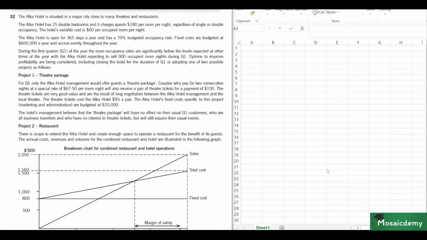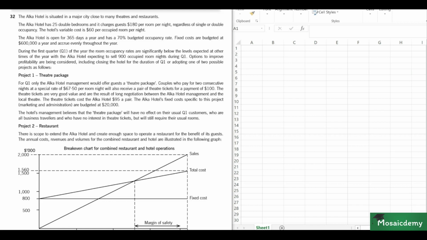Hello everyone, and today we're going to be doing yet another past paper question for the ACCA Performance Management exam. This time we're doing a question from June 2018, question number 32 from section C, about the Alka hotel. The topic is basically CVP, or cost volume profit analysis, which is not tested that frequently in section C as some of the other topics like variances or transfer pricing, but it's there. It sometimes does appear, so I thought it would be a good question for us to try.